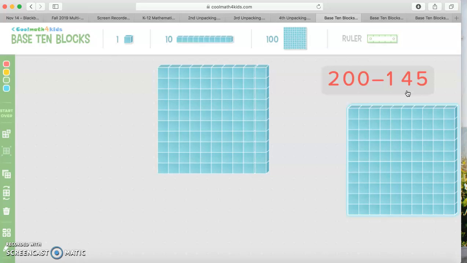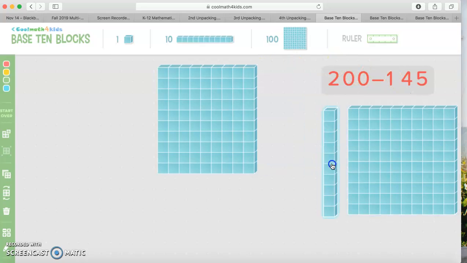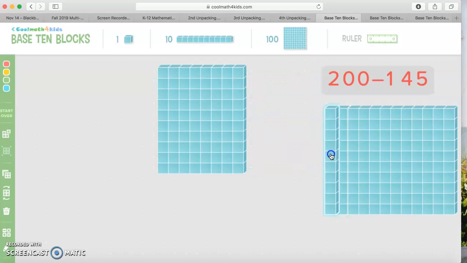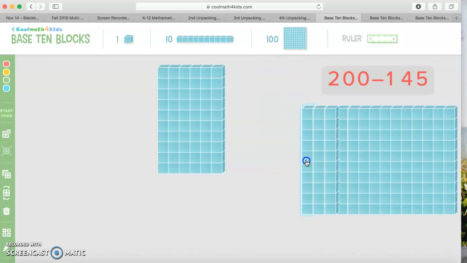But if you look, there are no tens to take away, so they would have to borrow and break up the 100. They would then take away the 4. 1, 2, 3, 4. When the students look in the ones place, they see that they can take away 5.